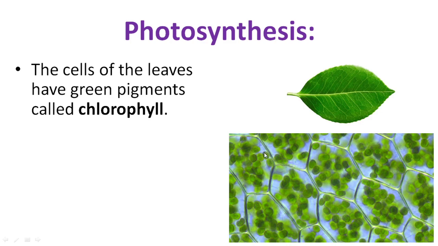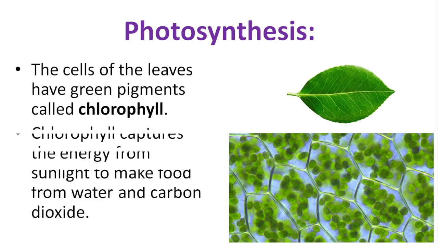Okay, in the cells of the leaves, under the microscope, they have got green pigments called chlorophylls. They are all chlorophylls. Right? They are green pigments. Apart from making the leaves look green, these chlorophyll or the green pigments, they capture the energy from sunlight.